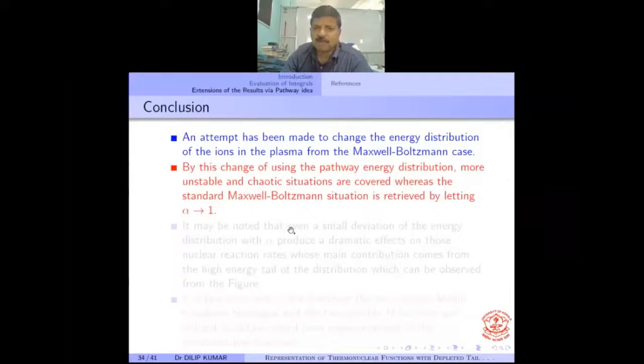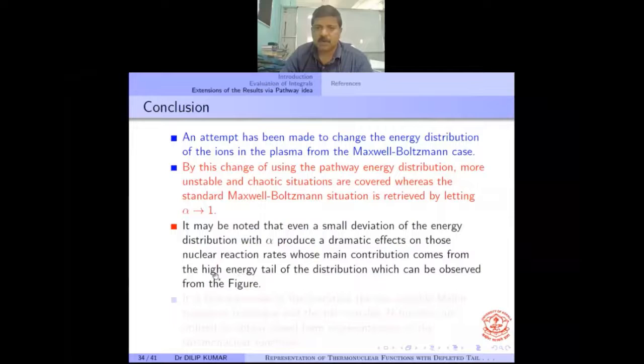Pathway energy can cover the unstable and chaotic situations. Also, as the limiting case, we will retrieve the Maxwell-Boltzmann case. And also if we change small values of alpha, we will get a drastic change in the nuclear reaction rates. So that is the advantage of this.